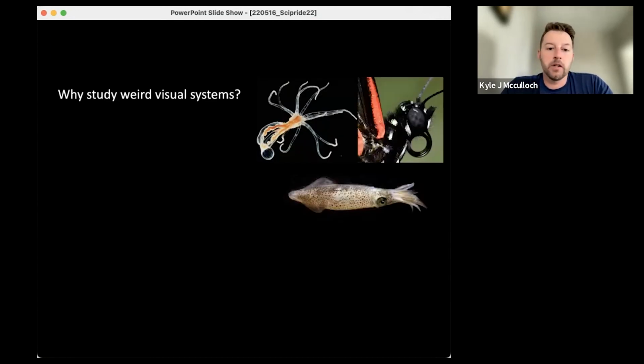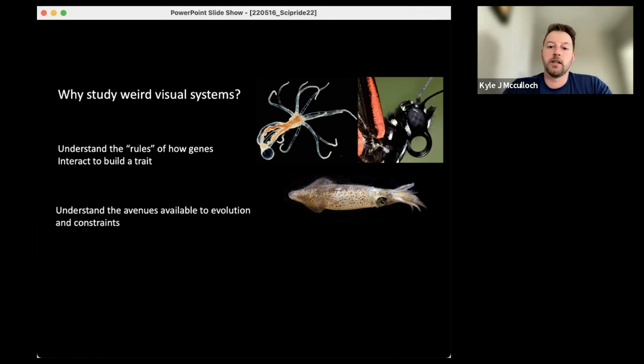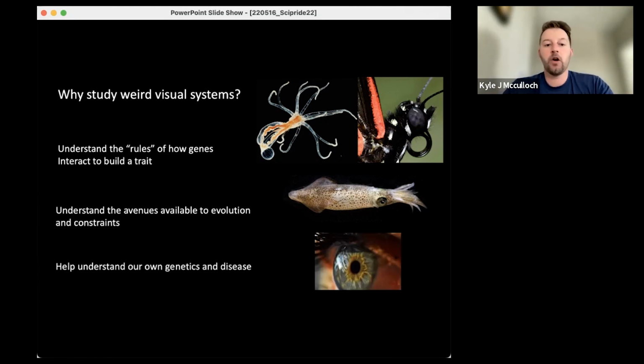And what is the importance of this? Why study these weird visual systems? Well, it's helpful to understand the rules of how genes interact and to build a trait across many different contexts. It's also useful to understand the avenues available to evolution and the constraints, so how evolution proceeds and how it can or cannot proceed. All of this together actually broadly helps us understand our own genetics and disease, so many eye diseases.